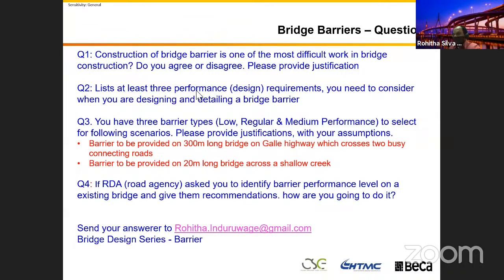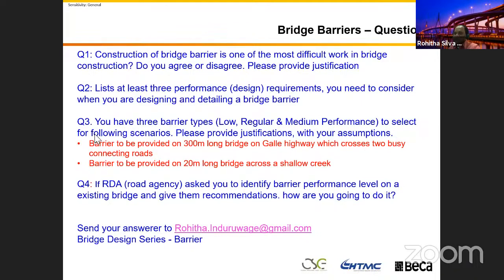List at least three performance or design requirements you need to consider when you are designing and detailing a bridge barrier. To answer Q2, you need to listen to the bridge articulation in those slides. You already know one we talked about, you already saw in those pictures. The other one, you have three barrier types, low, regular, medium, we talked about before.